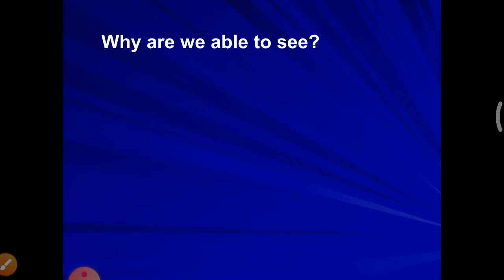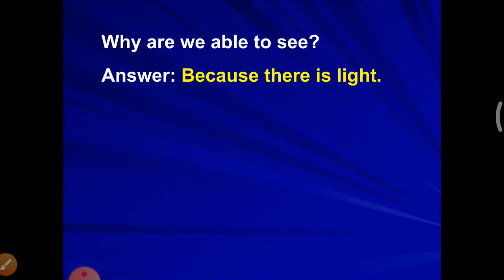The first question, why are we able to see? Because there is a light. If there is no light, we cannot see the object. So this is a common concept, you know that. If there is a light, we can see the object. If there is no light, we cannot see the object.